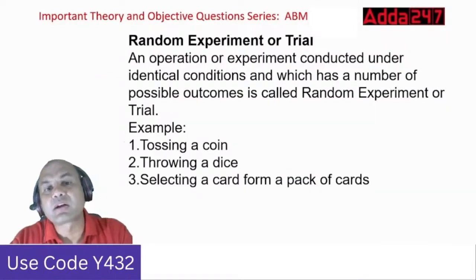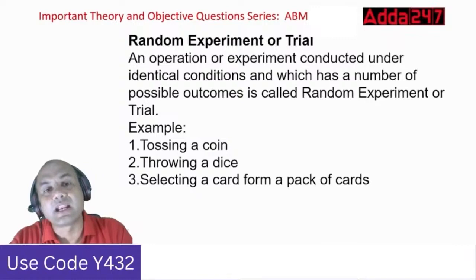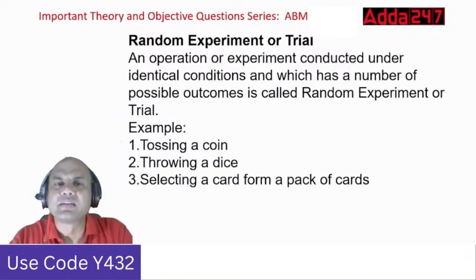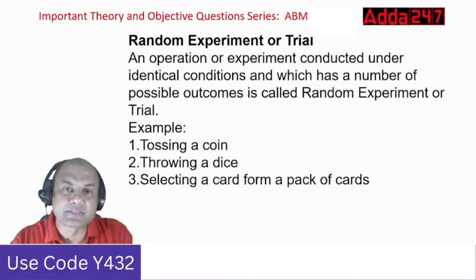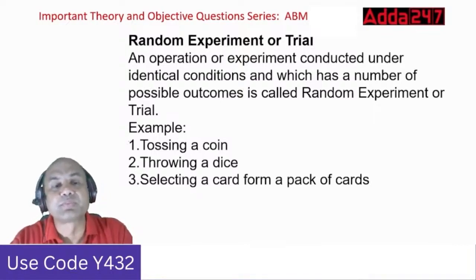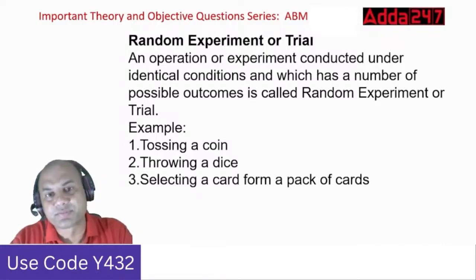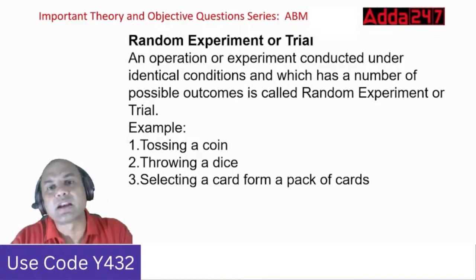Random experiment or trial. What do you mean by random experiment? Okay, what is the word random called? Random means anything. Suppose I go to any place which I don't know, then where am I going? I am going to a random place, isn't it? How does the mosquito move in air? It moves in a random direction. Okay, it doesn't have any specific direction. So that is known as random.